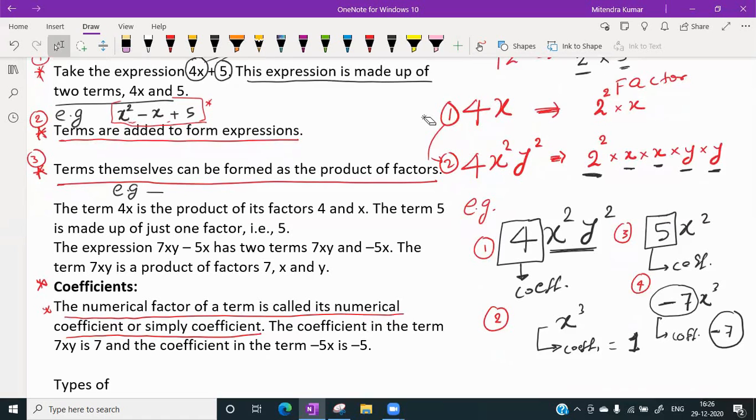So the numerical value which is associated with the terms is called the coefficient. If a minus sign is there, mind it, you have to take that minus sign also. Like in the example, minus 7x cube, the coefficient there is minus 7, not 7. 7 नहीं है, minus 7 है coefficient. ठीक है, यहाँ पे ये important point था कि minus भी आपको लेना होता है.